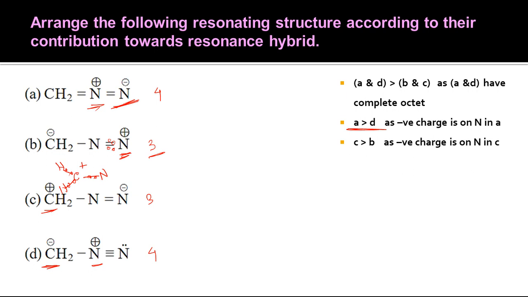And what about B and C? C is more stable than B. Again the same logic, the negative charge is present over nitrogen. So based on this, A is greater than D, and then there is C, and then B. So this will be the order.